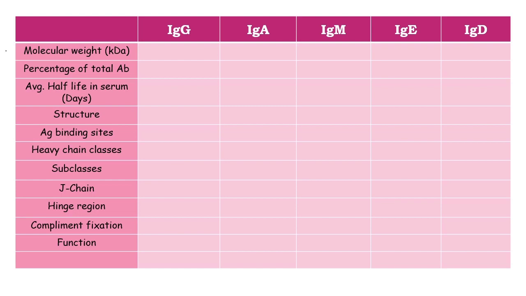First is molecular weight. The molecular weight of IgG is 150 kDa, IgA has 385 kDa, IgM has 900 kDa, IgE has 200 kDa and IgD has 180 kDa.